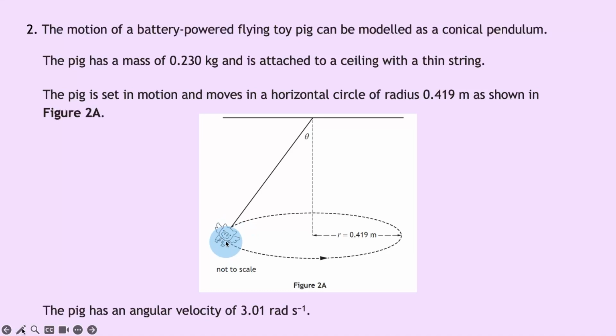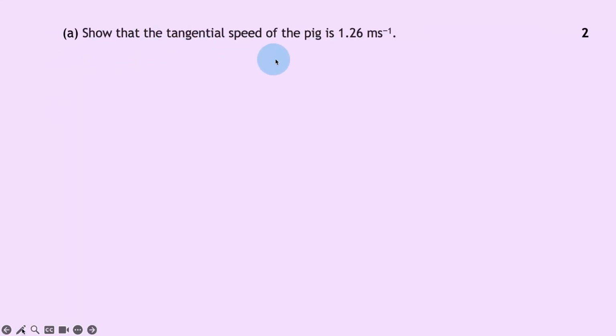So there's our diagram of the toy pig on the end of the string, and we've got the angle theta to the vertical labelled, and the radius r of the circular motion that's traced out by the toy is also labelled. Part A says show that the tangential speed of the pig is 1.26 metres per second, and there's 2 marks available here.